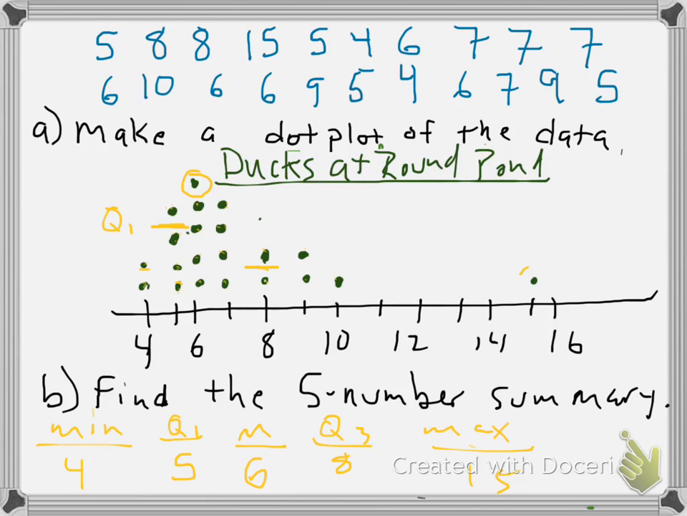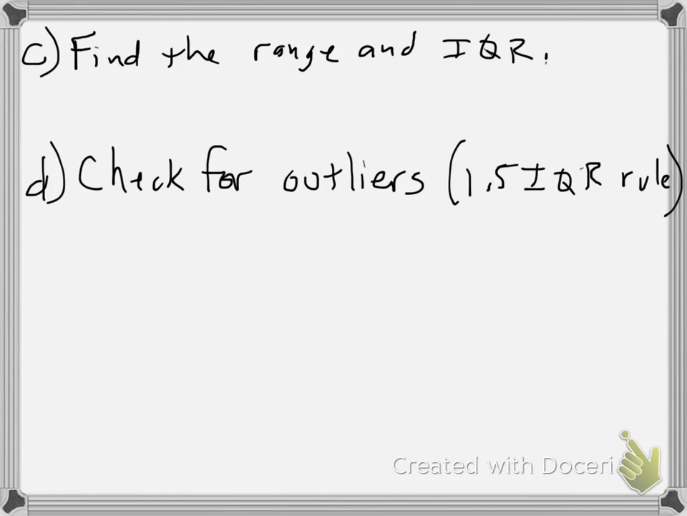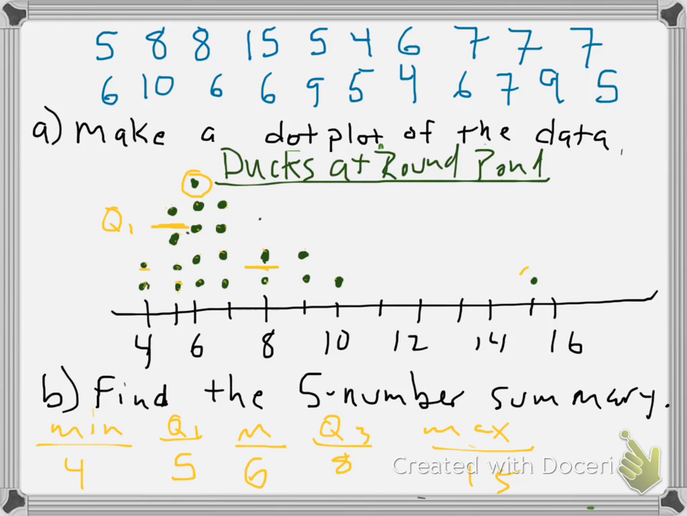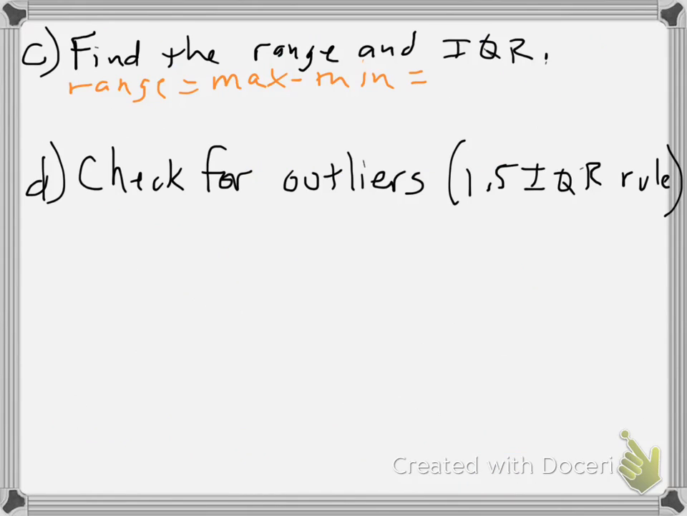Alright, it's exciting. Awesome. Okay, so let's find the range and the IQR. And the range, again, was just defined as the max minus the min. And if we recall from our numbers, let's just go back to the 5-number summary. The max was 15 and the min was 4. So last time I checked, 15 minus 4 is 11.